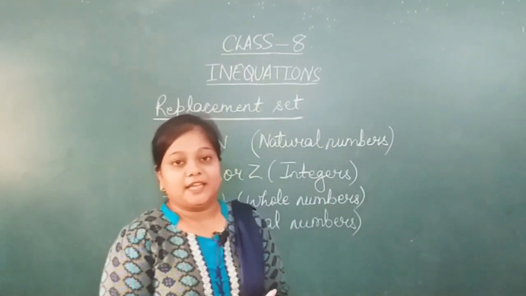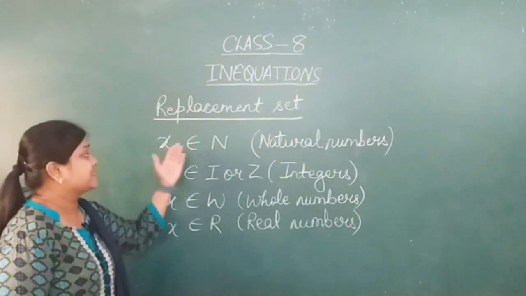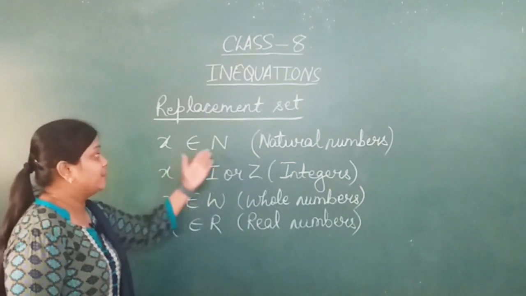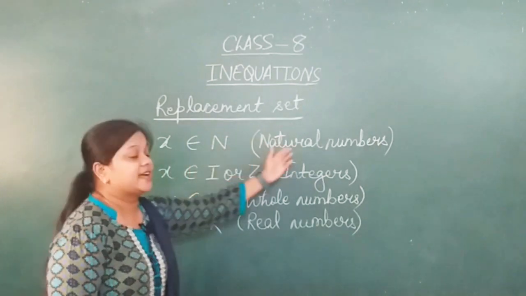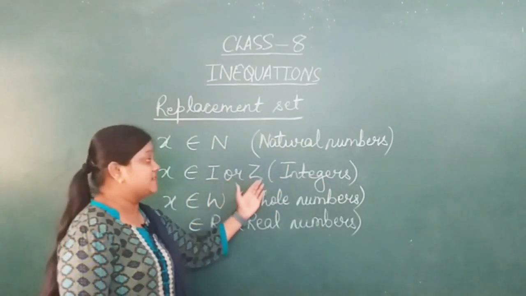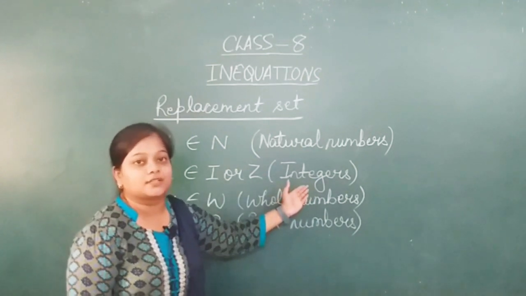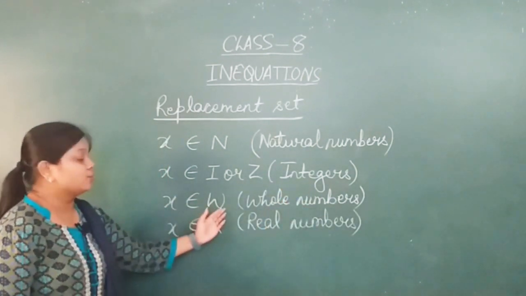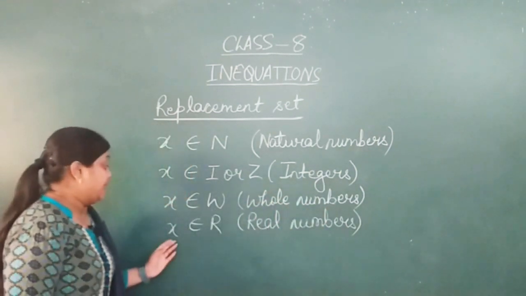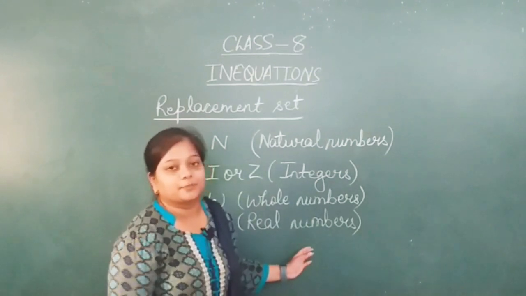करती हो. For example, if in a question it's given that x belongs to, this sign is known as belongs to. So x belongs to N. Here N is a set of natural numbers. X belongs to I or Z. It is a set of integers. X belongs to W, set of whole numbers, and X belongs to R. R is a set of real numbers.